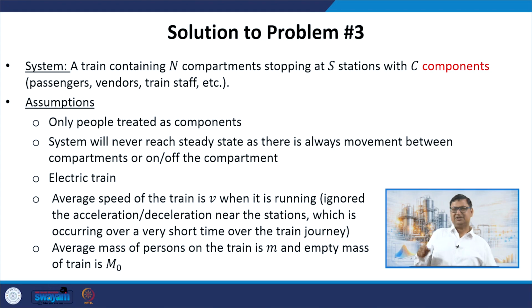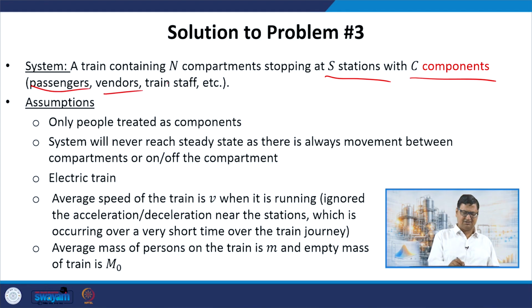So, let us say for example, the train contains some n compartments and is stopping at some S stations, and there are certain components of the train, and I am talking about people as components, maybe passengers, vendors, train staff and whatnot, right. And then I make some assumptions, so only people are being considered as components. The system will never quite reach steady state, people will keep on boarding and deboarding at stations, and there may be movement of people between compartments in a typical Indian train. I am assuming it's an electric train, not very important, but nonetheless let us assume that.